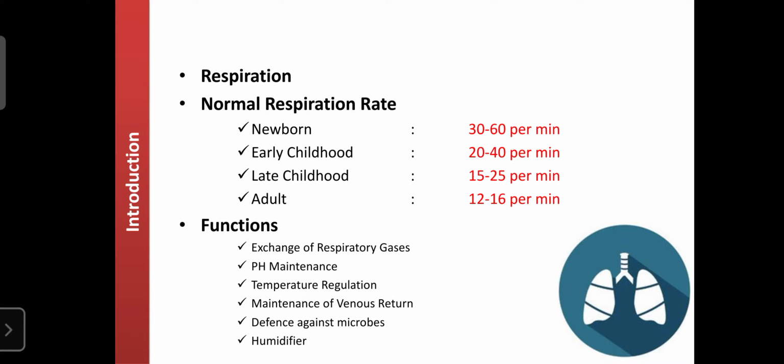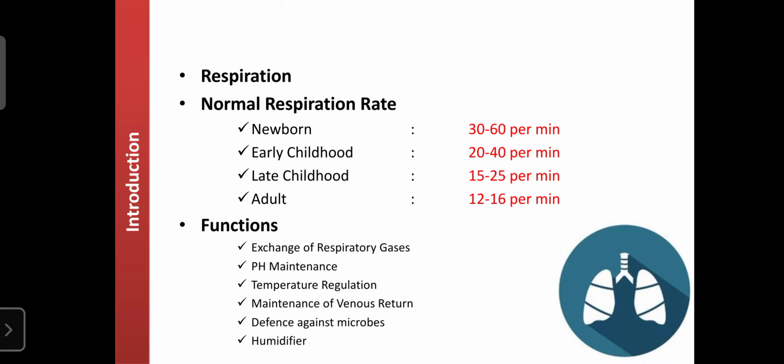So the respiratory system plays an important role in the exchange of respiratory gases, as well as maintaining the pH of our body fluid, plasma or blood. It is also involved in the regulation of body temperature, maintenance of venous return, defense against microbes, and it acts as a humidifier. It is also involved in the oxygenation process, that is, the filtration of the blood, removing carbon dioxide from the blood and giving oxygen to the blood.